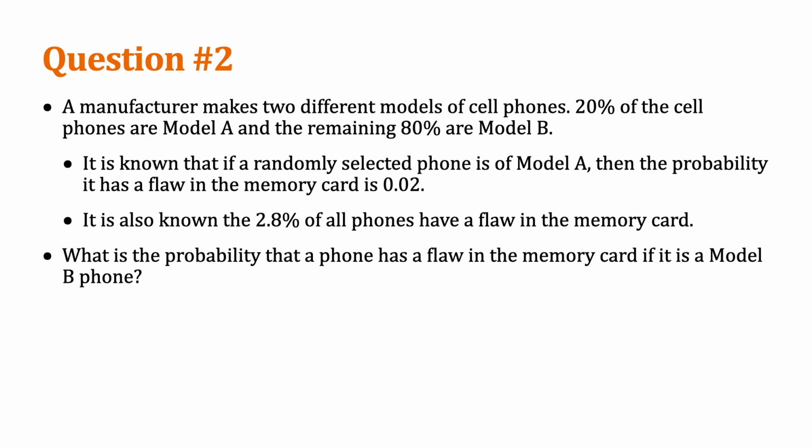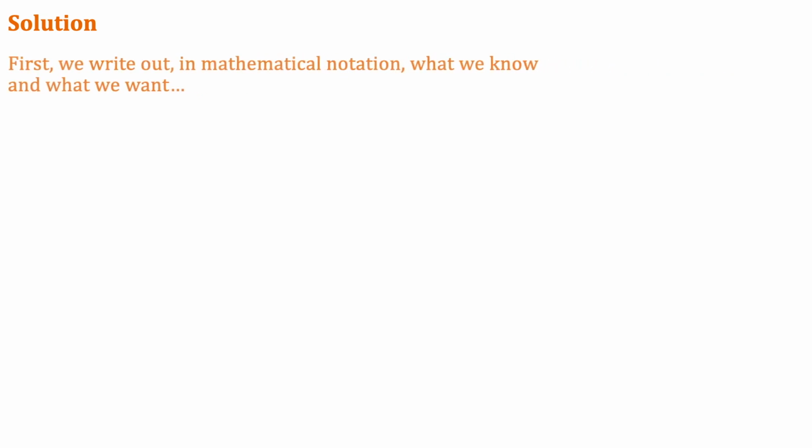It is also known that 2.8% of all phones have a flaw in the memory card. What is the probability that a phone has a flaw in the memory card if it is a Model B phone? So, what's the first step? The way I like to do these things is first, we write out in mathematical notation what we know and what we want.